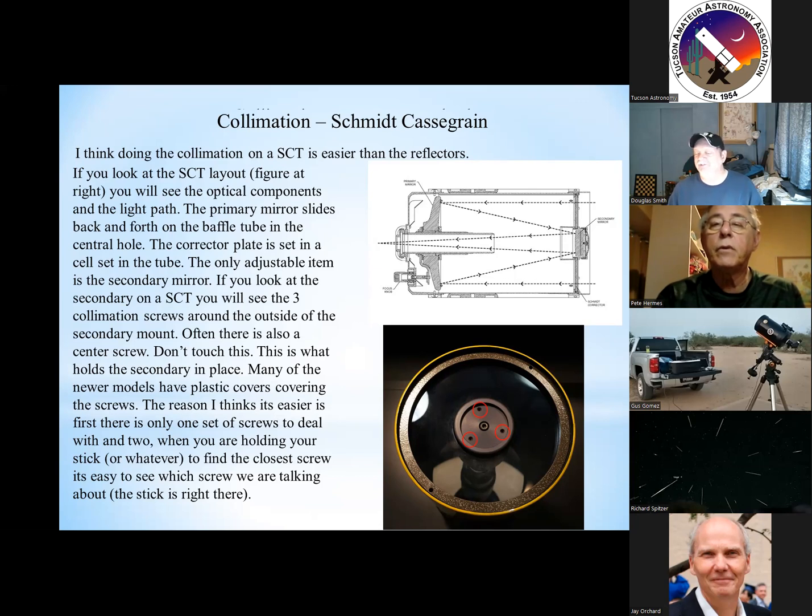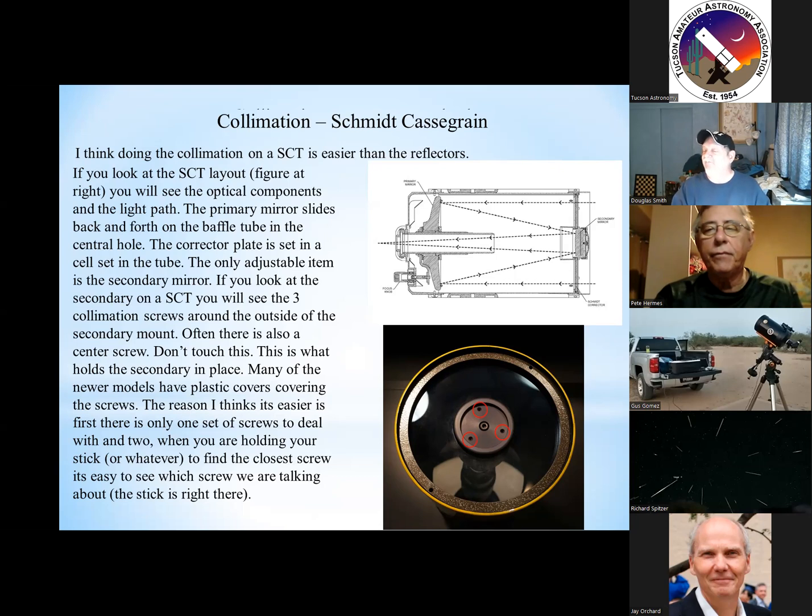If you look at the secondary mirror on the outside, you'll see the 3 collimation screws circled in red. On most secondaries for Schmidt-Cassegrains, there's also that central screw. Don't ever touch the central screw. That's what holds the secondary in place. If you loosen that, your secondary mirror is liable to go falling down into the inside of your telescope, and that would be very bad. You'd probably break the main mirror, and who knows what else you'd do.